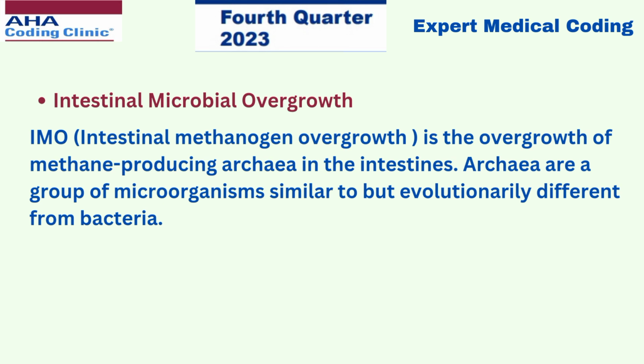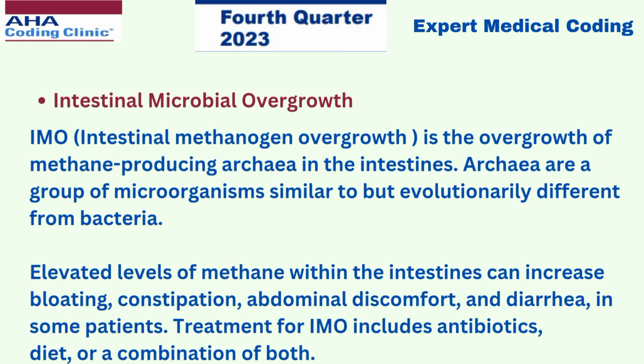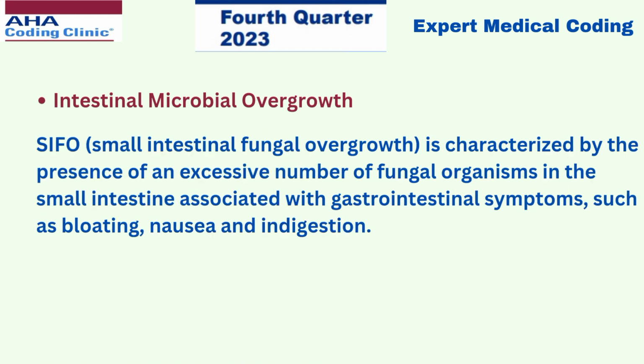IMO, that is, intestinal methanogen overgrowth, is the overgrowth of methane-producing archaea in the intestines. Archaea are a group of microorganisms similar to but evolutionarily different from bacteria. Elevated levels of methane within the intestines can increase bloating, constipation, abdominal discomfort, and diarrhea in some patients. Treatment for IMO includes antibiotics, diet, or a combination of both.